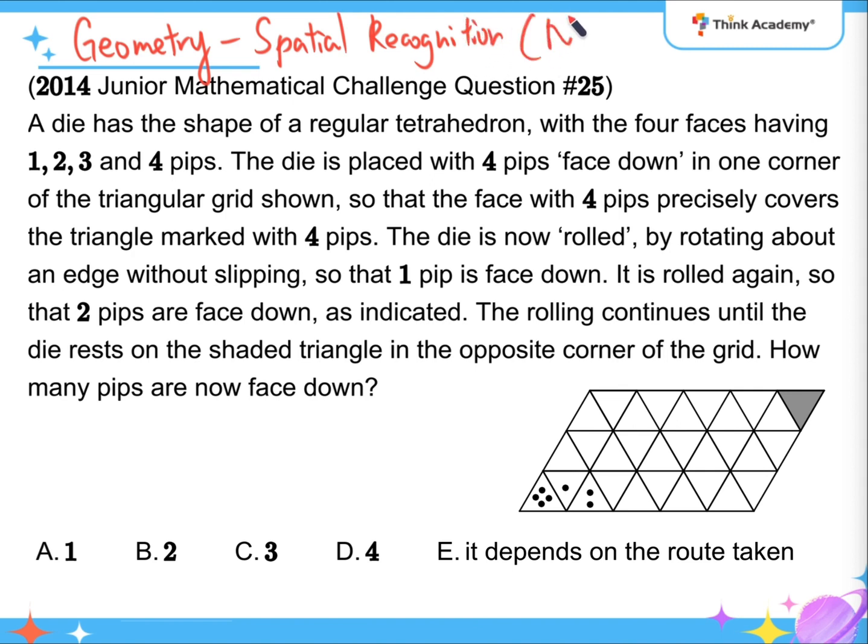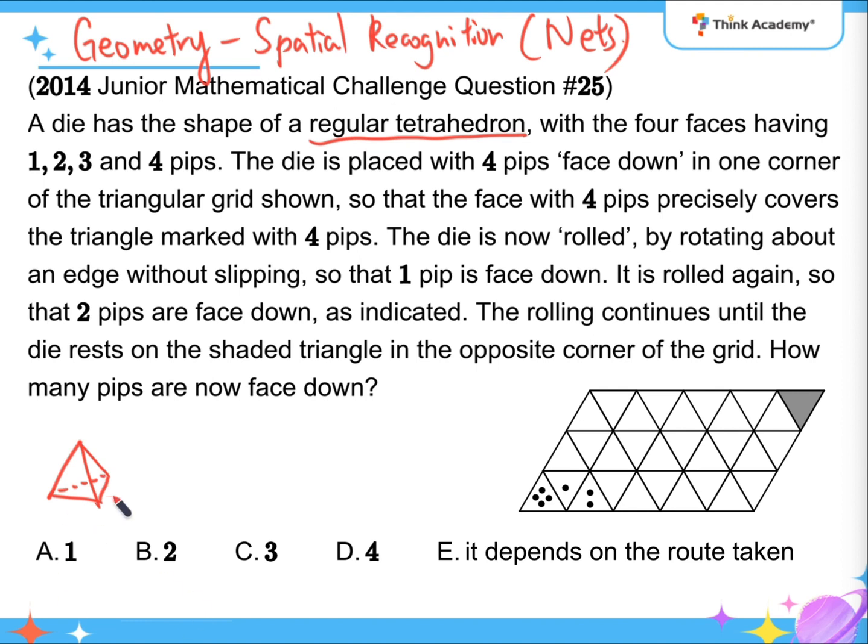And it's also about nets. And I'll tell you why later, okay? So it says that a die has the shape of a regular tetrahedron. So how does a tetrahedron look like? It basically looks like that. It means that it has got 4 faces and each face is a regular, like equilateral triangle.